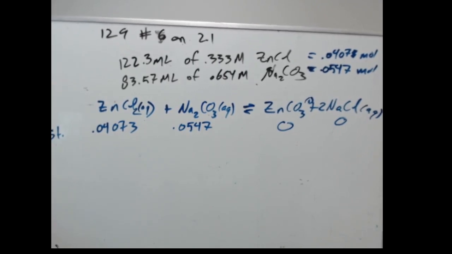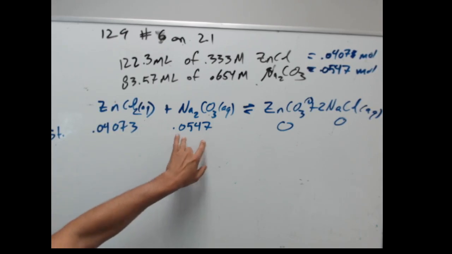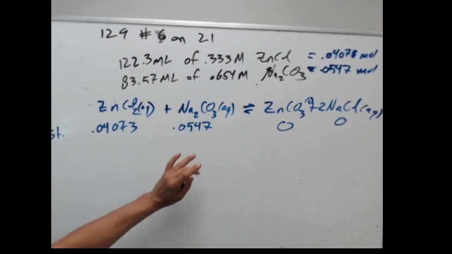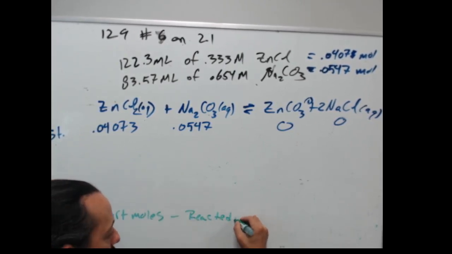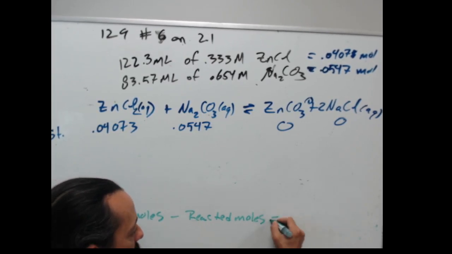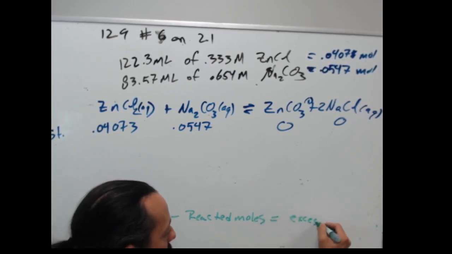Now, the big thing that I do that's different, and we'll do it the way that most people learn in high school. And then we'll see how it's the same. I'm going to do the excess one first, just because I think it's more interesting. The thing that we learn is starting moles minus reacted moles equals excess moles.